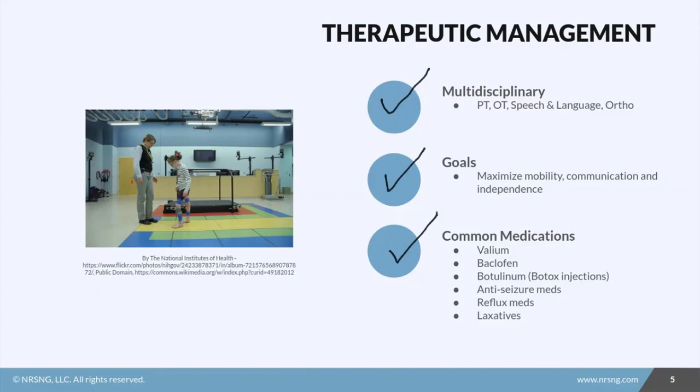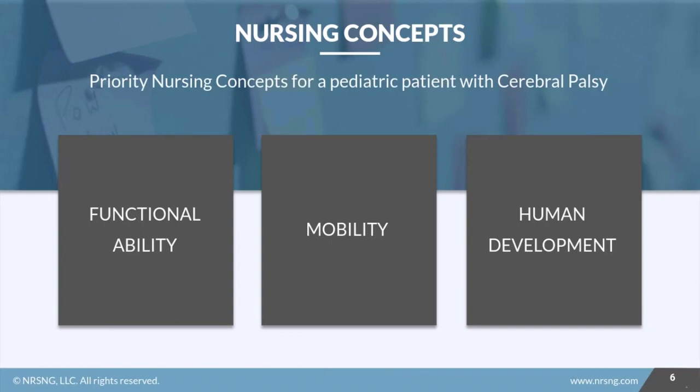And this is just going to make life easier for everyone, and it keeps the families from feeling like they are constantly repeating themselves. Your priority nursing concepts for a pediatric patient who has cerebral palsy are functional ability, mobility, and human development.